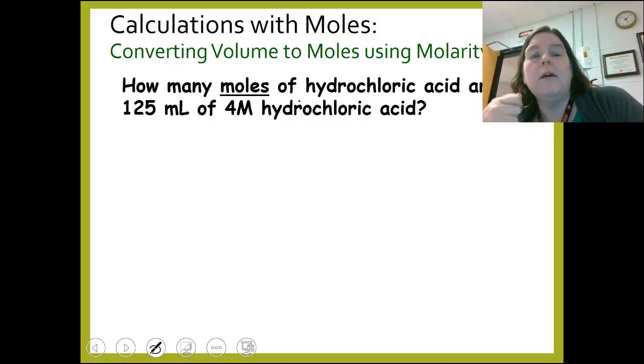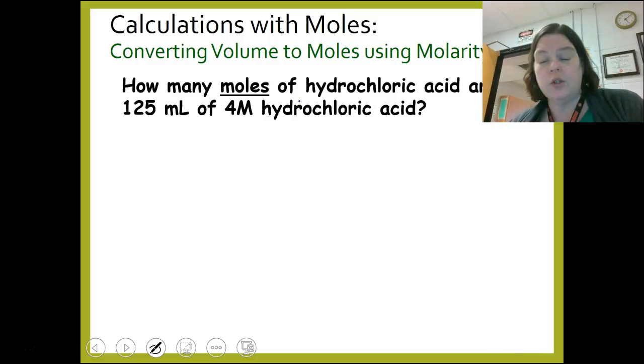What do I do? Well, first of all, when you see that big M, that stands for moles per liter. When you see 4 M, that's your conversion factor, so don't use that. You're going to use the other piece that you're given, which is 125 milliliters. That's our given. And we have to change it to liters because molarity is moles per liter. How do we do that?